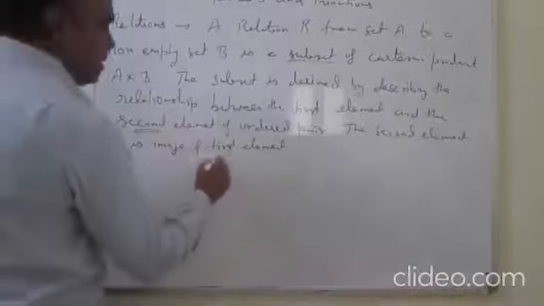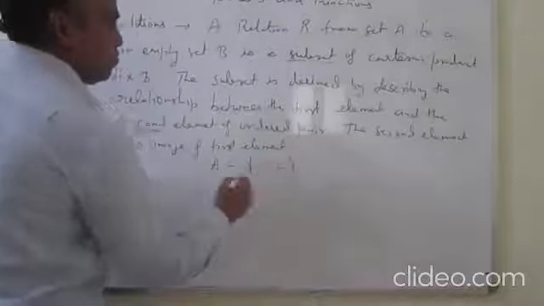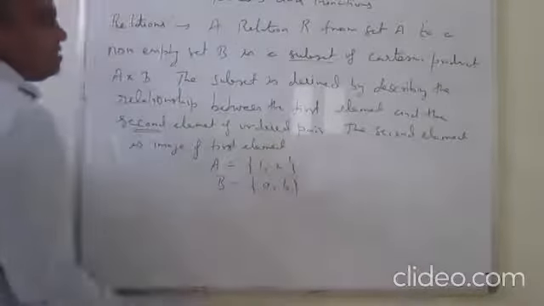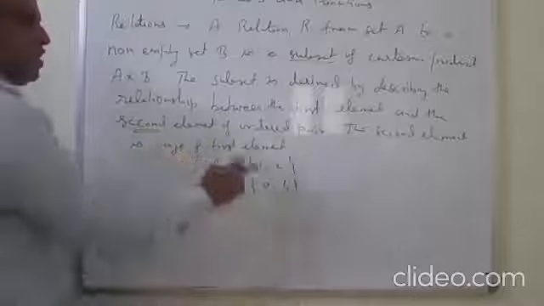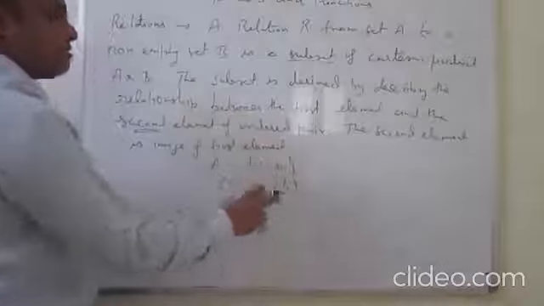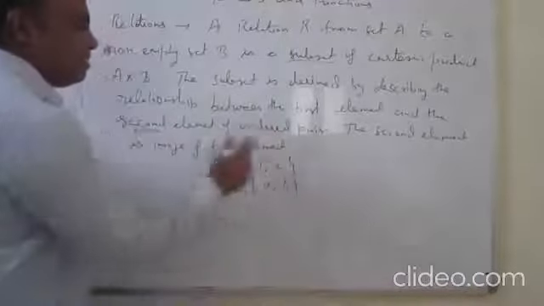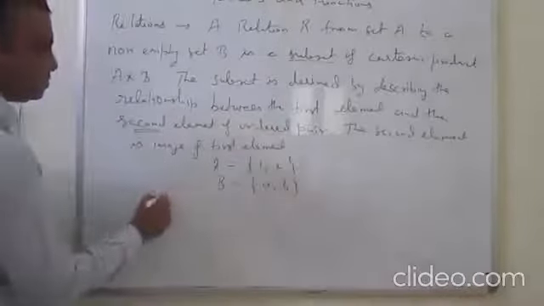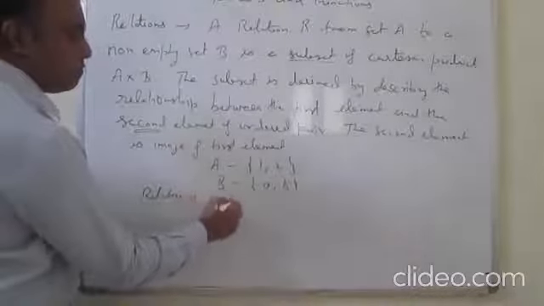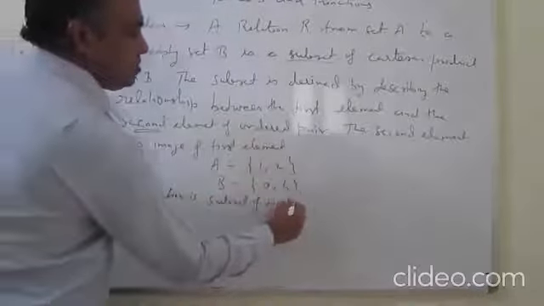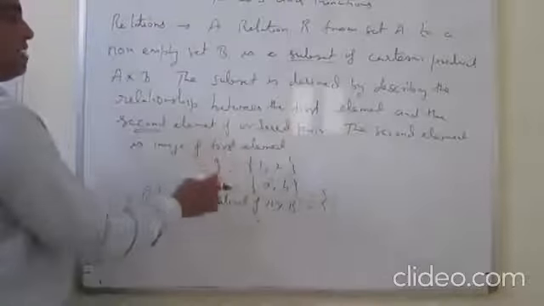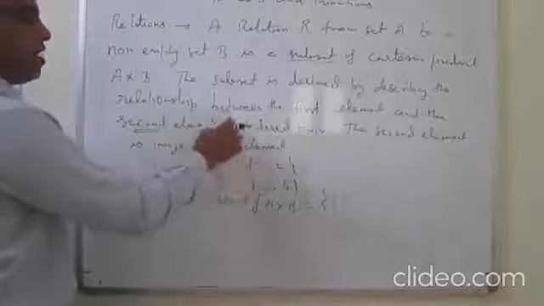Let A be a set {1, 2} and B be a set {a, b}. So what is the relation? A relation is a subset of the Cartesian product. The Cartesian product will exist, and its subset will also exist. That is called the relation. So a relation is a subset of A cross B, derived by describing the first and second element of the ordered pair.